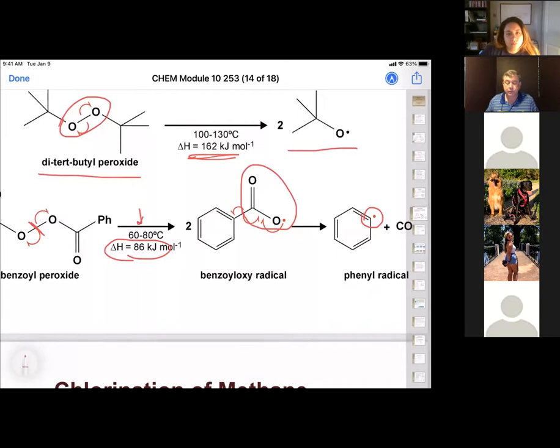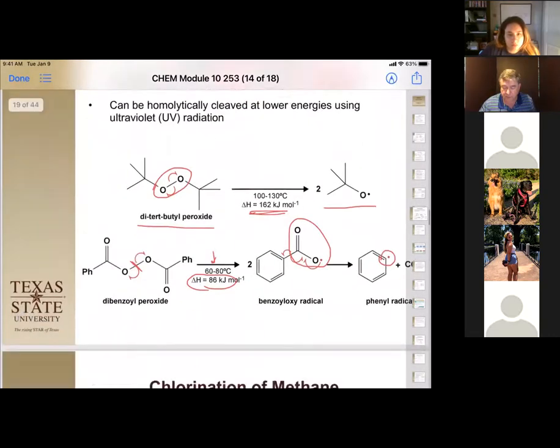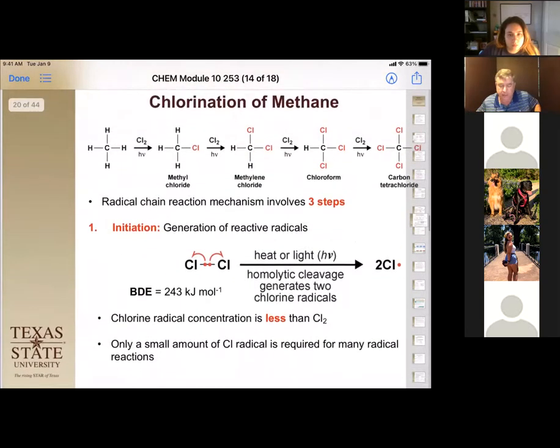Okay. So again, we initiate usually with something like a peroxide because the oxygen-oxygen bond's very weak. And it gives us 2 equivalents of radical for our next step. Okay, so I said there are 3 steps. So let's look at the next step. Okay, so, let's look at all the steps.